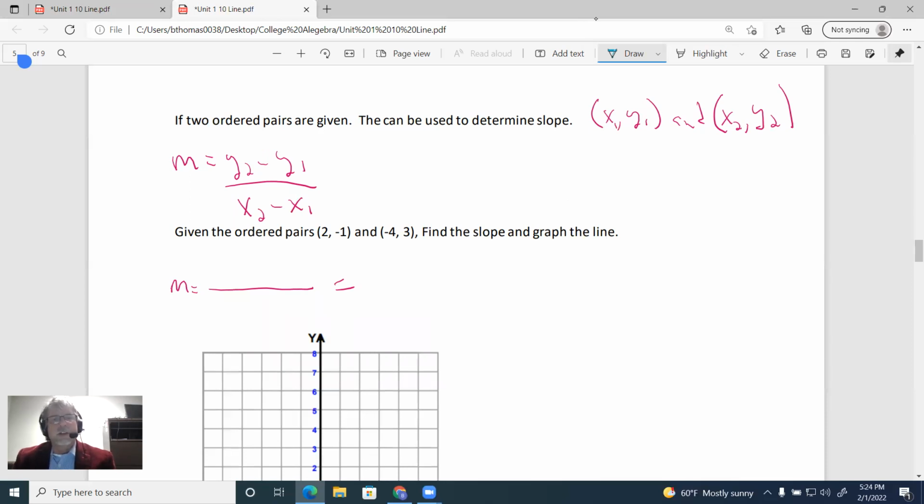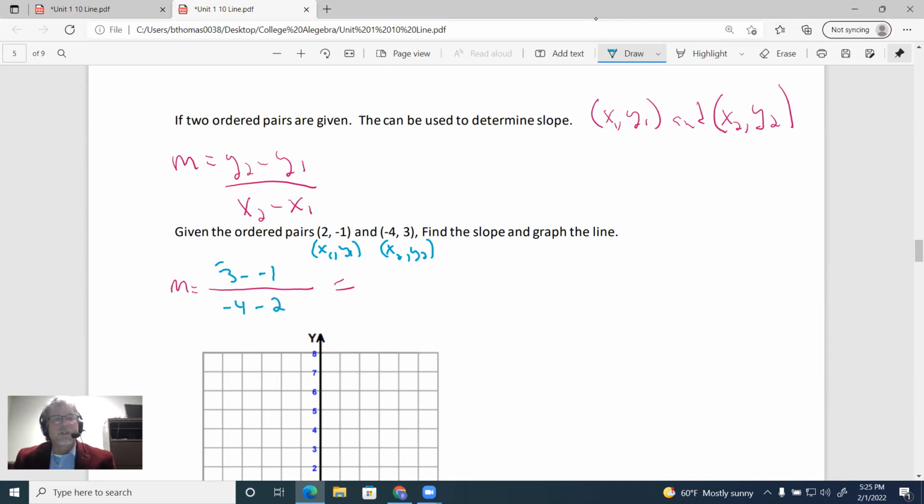So as far as finding the slope, we use this formula. So notice how I'm going to call the first ordered pair point 1, so x1, y1. I'll call the second ordered pair point 2, so that's going to be x2, y2. So from there, what we can do is use the slope formula to solve for the slope. So notice how it's going to be 3 subtract what y1 is, and y1 was a -1. And then I have x2, which is -4. And we're going to subtract x1, which is a 2.